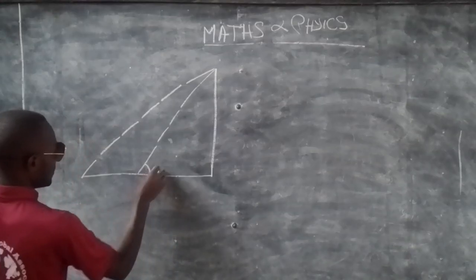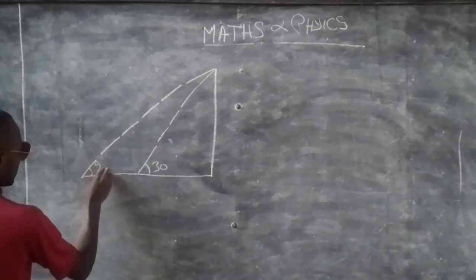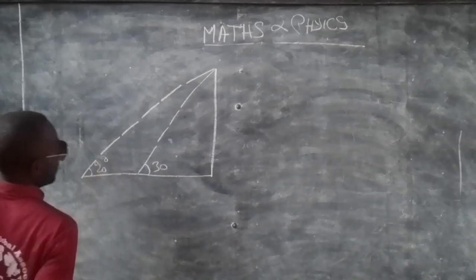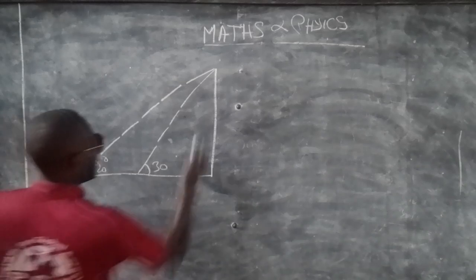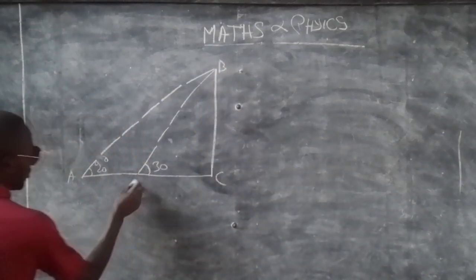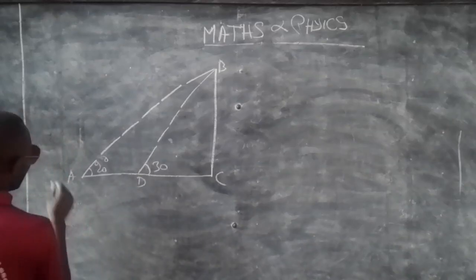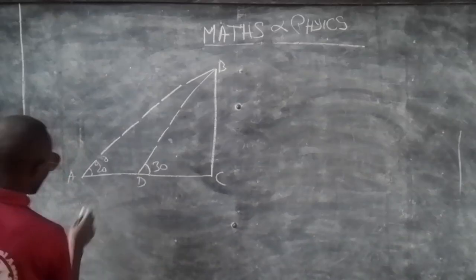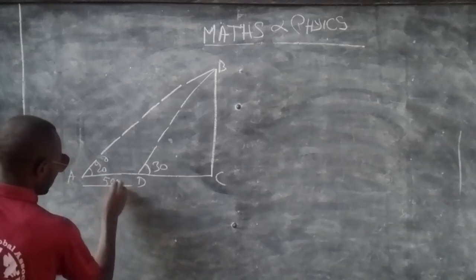Here we have 30 degrees. Here we have 20 degrees. Here we have a point A, a point B, a point C, and also a point D. The distance AD is equal to 5 meters.